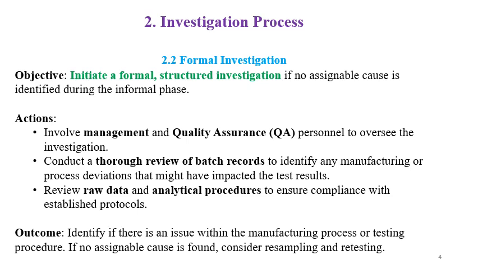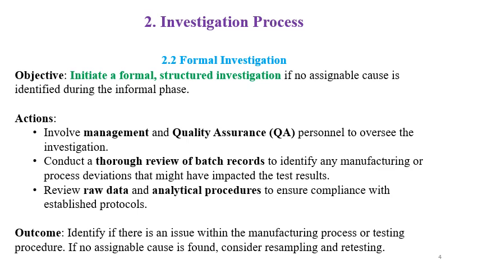Actions in formal investigations involve management and quality assurance personnel to oversee the investigation. You should know that now other departments like management and quality assurance people will enter the investigation process. Conduct a thorough review of the batch record to identify any manufacturing or process deviations that might have impacted the results. So whether it is only due to the testing or whether it is coming from the manufacturing of the batch, a thorough investigation is now required.